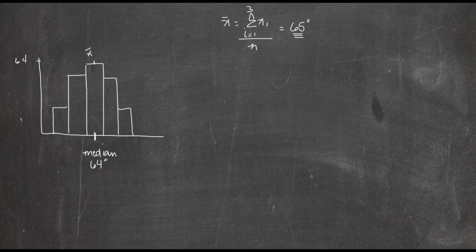But what if one day Kobe Bryant decides to move to this town? What are we going to get now happening? Well, our median isn't going to change very much. It doesn't matter how much bigger than 64 inches people are on the right-hand side. It just matters that they're bigger than 64 inches. Kobe Bryant is definitely bigger than 64 inches. I don't even know his actual height. I think it's like 6'7". But it's still just bigger than 64 inches. So the median isn't going to change any.